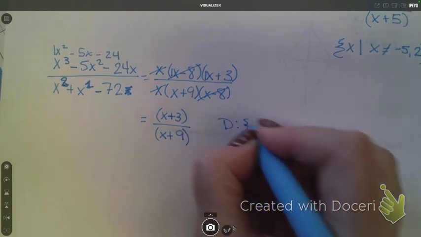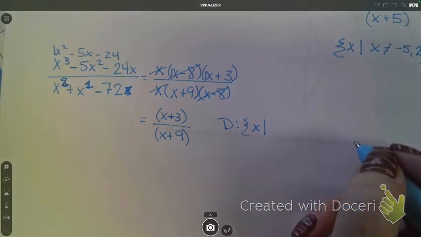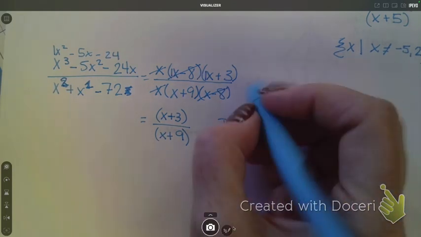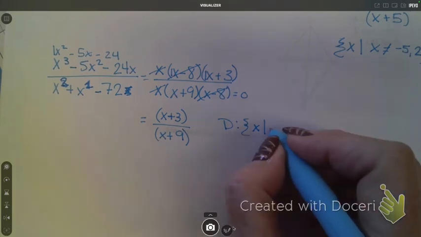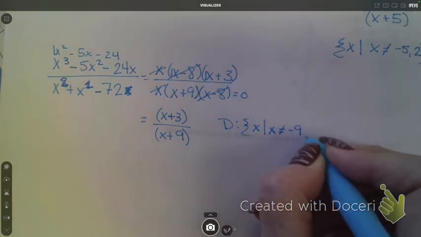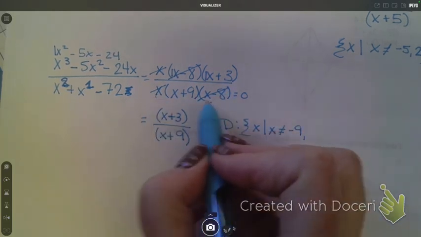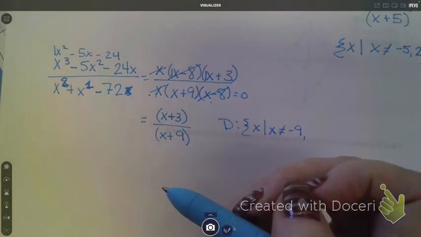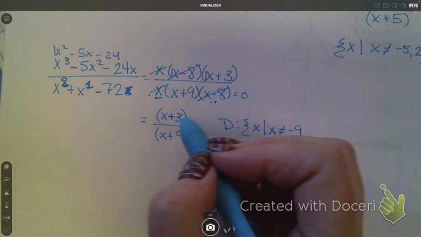X can't equal what? What did I set equal to 0? The denominator. So what makes the denominator 0? Negative 9. What else? You've got 2 other things. Positive 8 and 0.